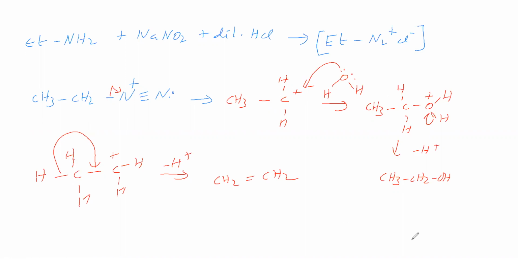Next we will go for secondary amines. We will take aliphatic secondary amines. To this we will add HNO2, that means NaNO2 plus dilute HCl. So what compound is produced here? A nitroso compound is produced. This NO is called nitroso. Nitroso is attached to this N.